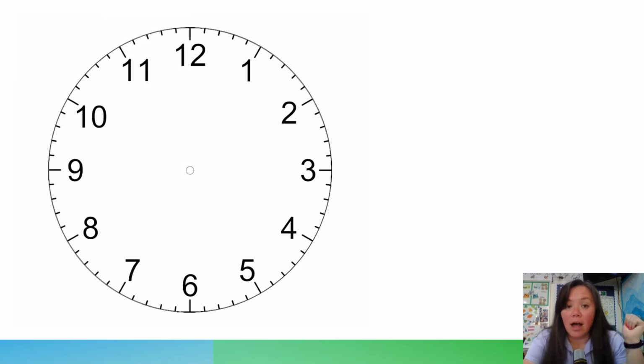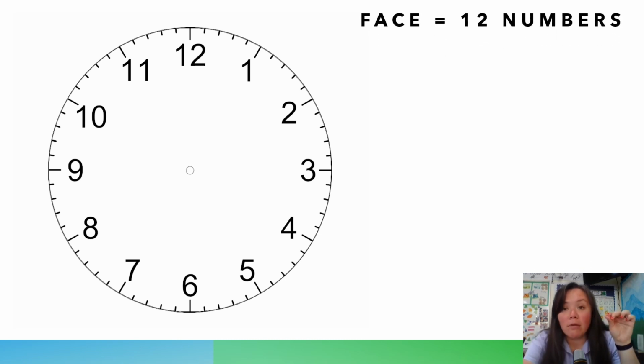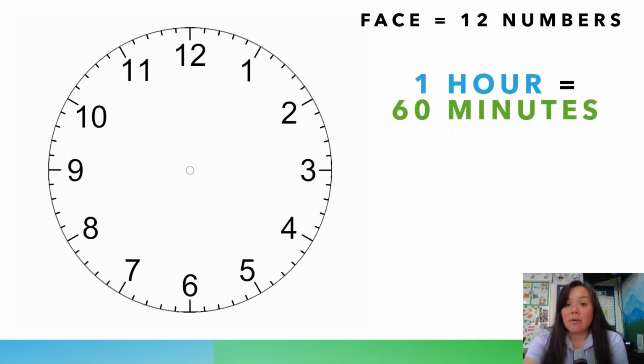The first thing is that the front of a clock is called its face. And every face of every clock will have 12 numbers. Some clocks just have longer lines, but they need to represent 12 different numbers. And I hope you already know that 1 hour has 60 minutes in it. And in just a second, I'm going to show you why and how the number 12 and the number 60 connect in our clock, because they are significant.